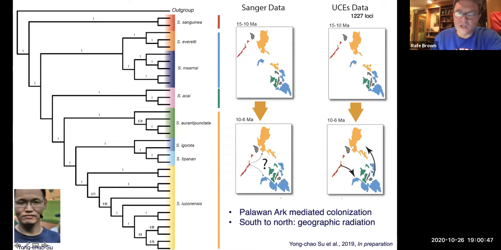And this is a former postdoc, Yong-Chao Su, who with some genomic data from UCEs resolved that question and showed that we were just looking at some lineage sorting in these species that were outside luzonensis and are not nested inside it at all. And he was able to reconstruct the key nodes that allowed us to get to this answer of an initial colonization of the southern parts of the Philippines, with speciation associated with a progression rule dispersal up into the north of the archipelago that gave rise to an archipelago full of these frogs.